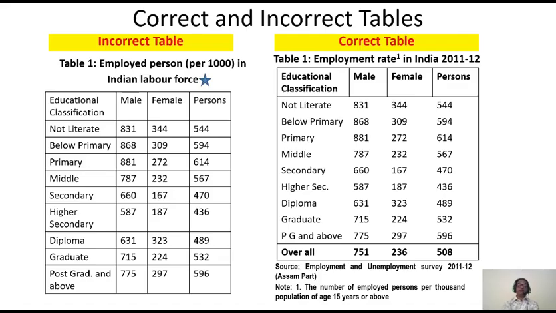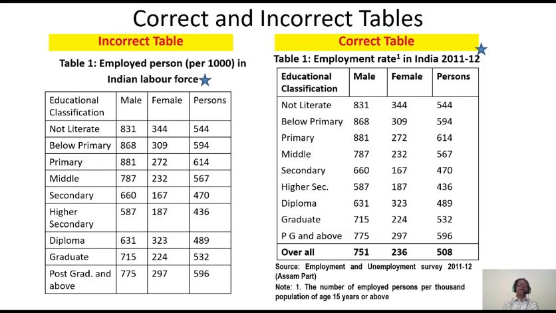Instead of that, if you look at the correct table, there you find that Table 1 number is there, employment rate in India 2011-12. Now here you see the first table, the wrong table, the year is not there. So it is difficult to understand the data representing which time zone or which timeline. But here it is very clear.